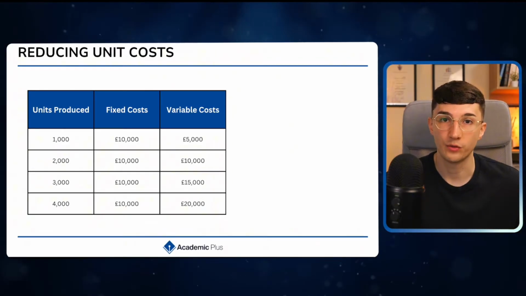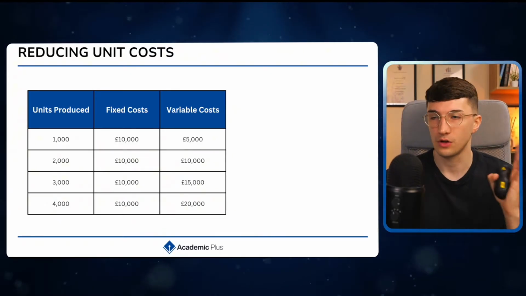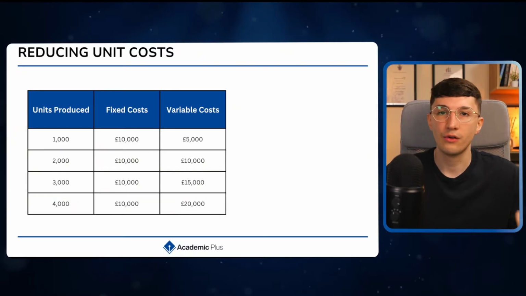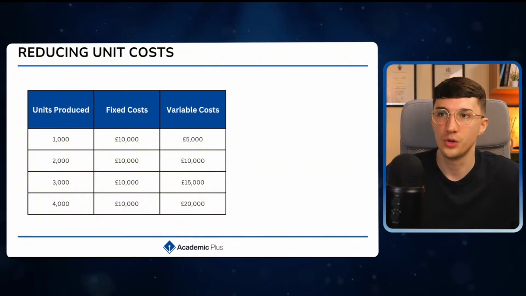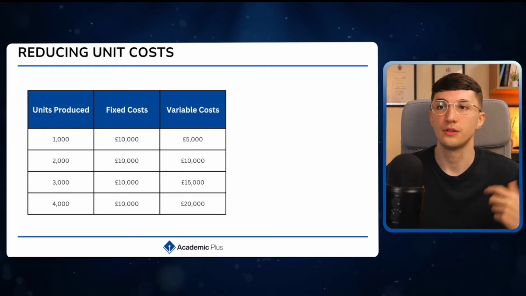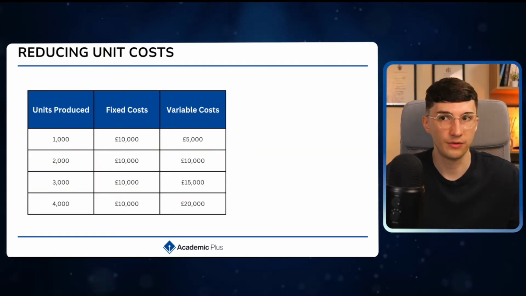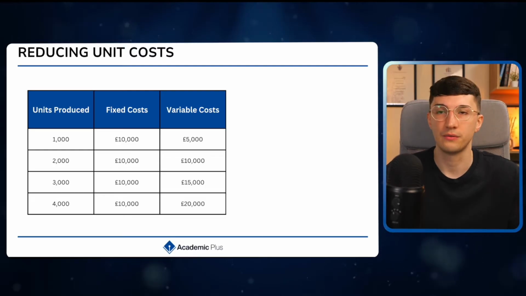Fixed cost will always remain the same because it doesn't matter how many units you produce over the short term, fixed cost will be the same. In terms of our variable cost, let's say variable cost per unit is £5. £5 times 1,000 units, variable cost is £5,000. When we have 4,000 units produced, 4,000 times £5 equals £20,000 variable costs.